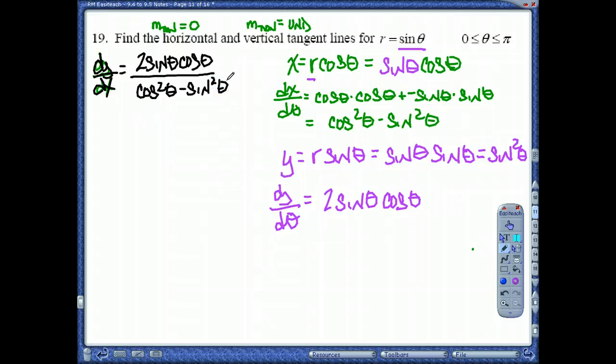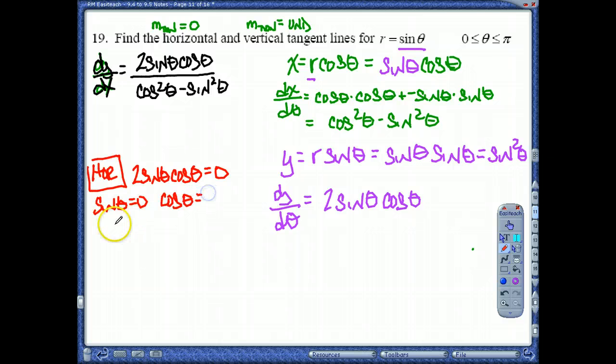So for the horizontal, I am going to set the numerator equal to 0, because your fraction is going to equal 0 when the numerator equals 0. Ooh, how did that change into 2? Boy, you got to watch me every minute of the day. That was sine. There you go. So if I divide by 2, I'm looking for where sine is equal to 0 and where cosine is equal to 0. So that's going to happen when theta is equal to 0 or pi.